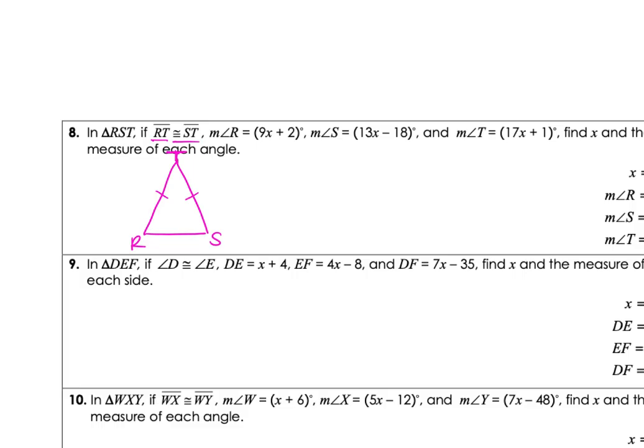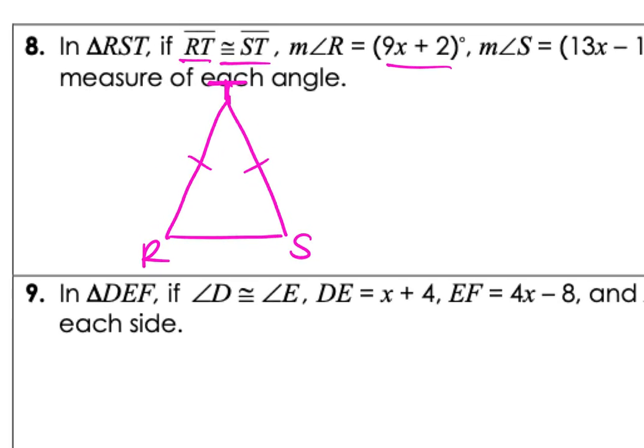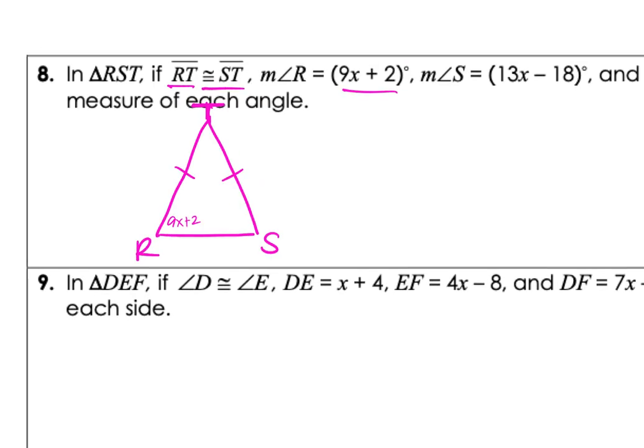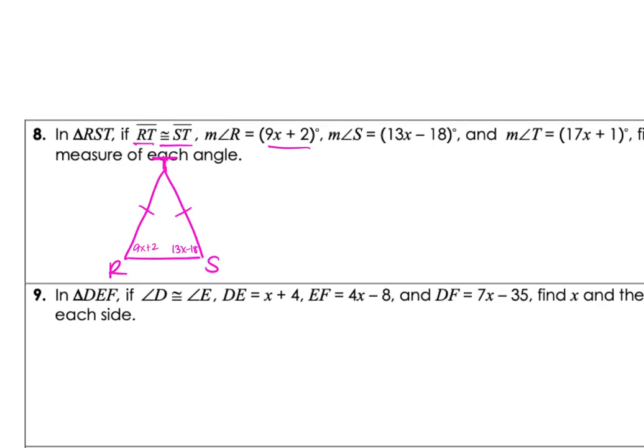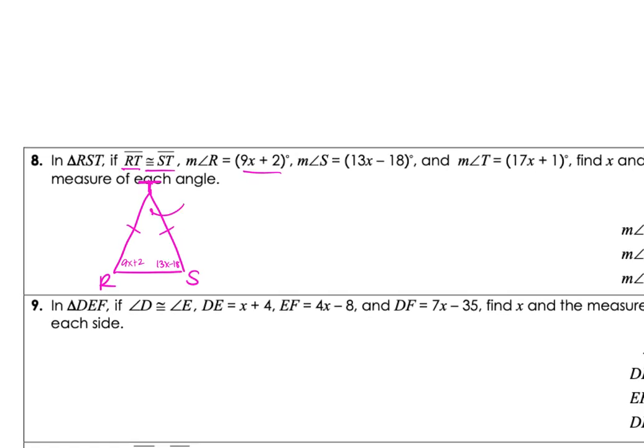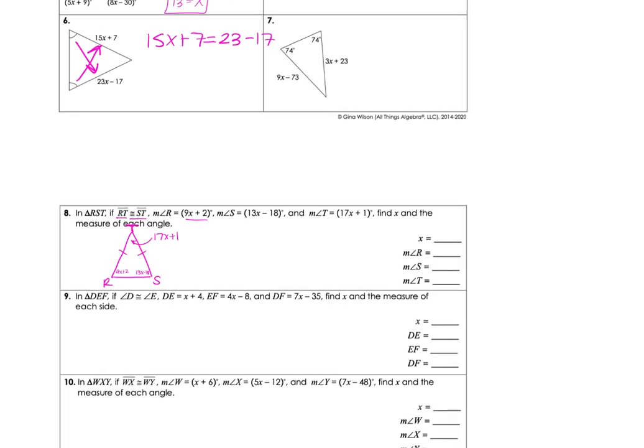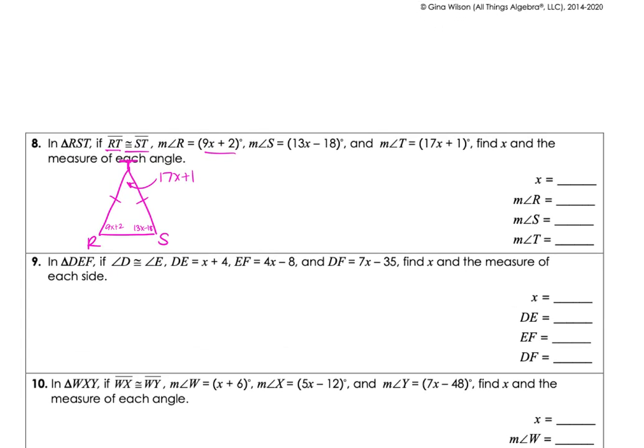Because then you see, okay, well then if angle R is 9x plus 2, you could fill that in. Angle S is 13x minus 18. And angle T is 17x plus 1. Okay, that just gives you a visual. Here's what we're working with. Which two sides are the same, so which two angles are the same. It says find x and then the measure of each angle.